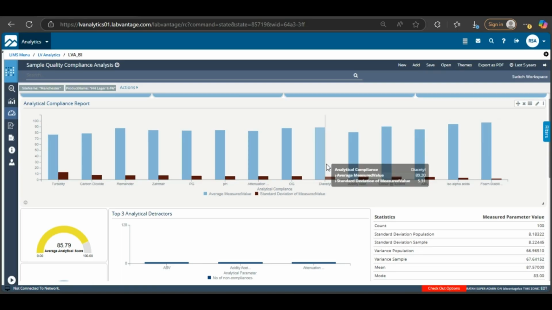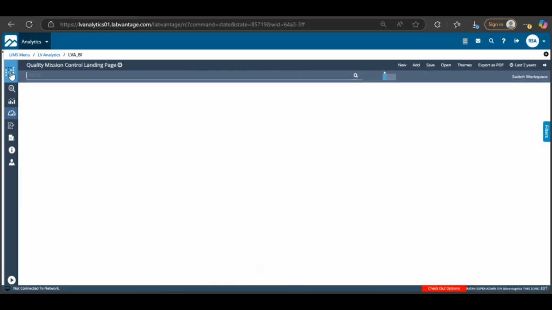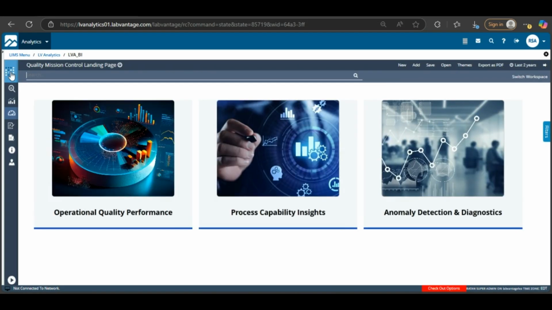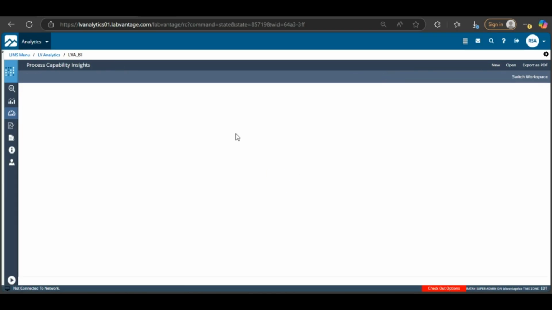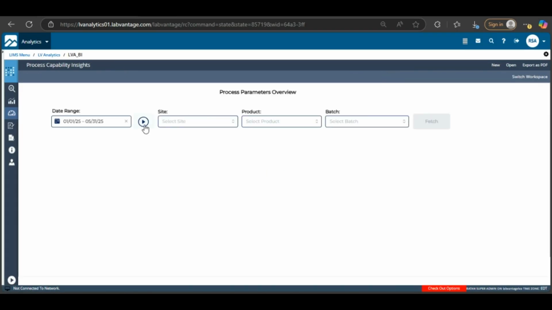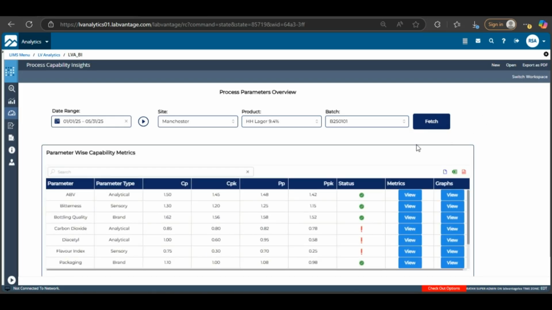Next, we move on to the second part of the analysis: process capability insights. The purpose here is to evaluate how well the manufacturing process parameters are performing against specification limits. In other words, we're assessing the process's ability to consistently produce products that meet quality standards. From the landing page, we begin by selecting the date range, site, product, and batch. With these filters applied, the dashboard retrieves capability metrics for each parameter tested in that batch.